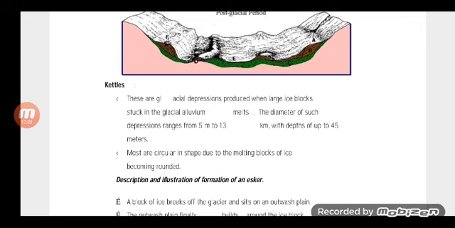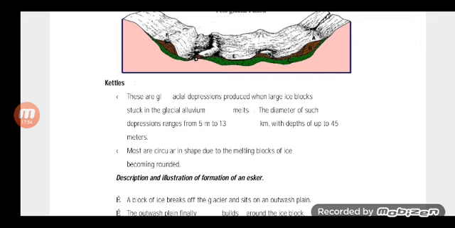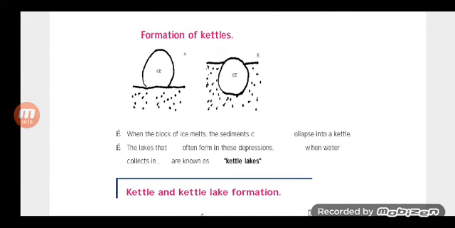Yeah. Another feature is kettles. So kettles, these are glacial depressions produced when large ice blocks stuck in the glacial alluvium melt. The diameter of such depressions ranges from 5 meters to 13 kilometers with depths of up to 45 meters. And most kettles are circular in shape due to melting blocks of ice being rounded. So we are seeing that for these kettles, they are technically shallow depressions formed when a portion of the glacial ice is buried by layered drift. So there will be stratification within that area.